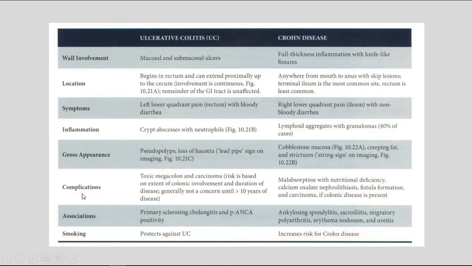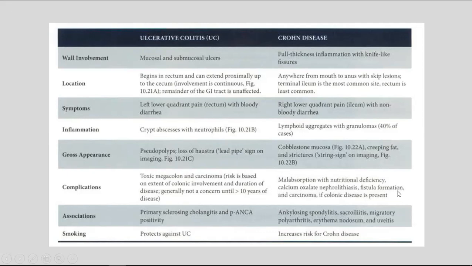It has a number of complications. Because it can involve any part of the GIT, if it involves the small intestine a lot, it's going to cause malabsorption, because that's where you absorb most of your nutrients. One very important complication is nephrolithiasis, which is basically kidney stones, and these kidney stones are of the calcium oxalate type.